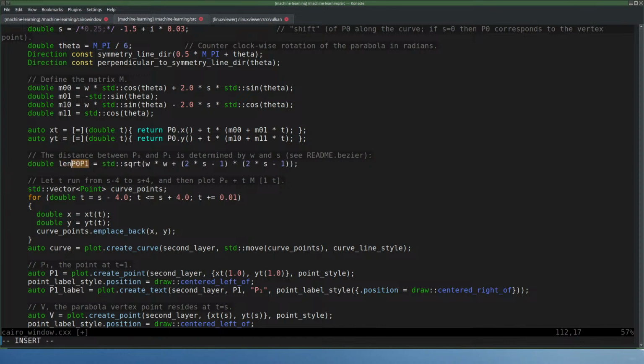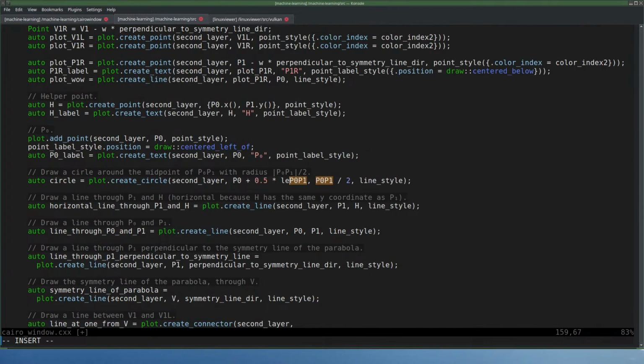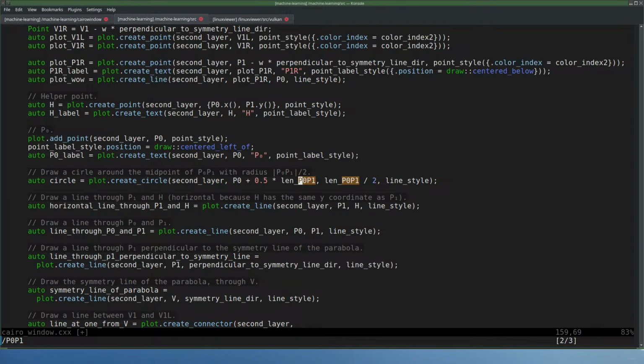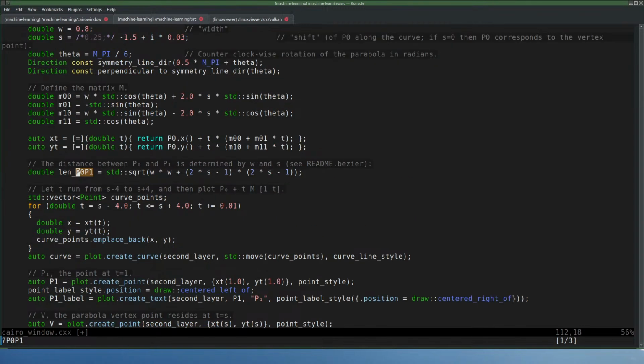Okay, I'm going to call this len. It's only used here. Oh, it's only used there. Oh, I don't even need it anymore then. I'm not even using it.